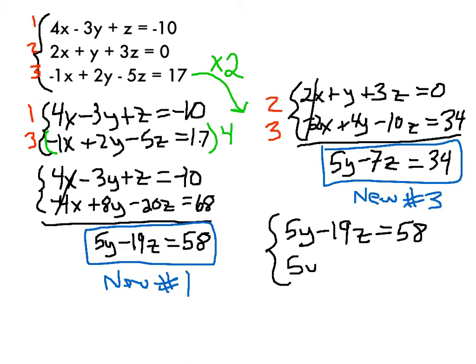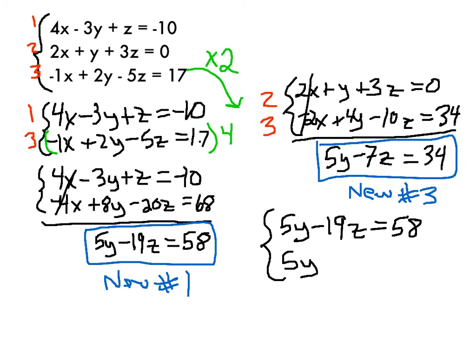And my new number 2, or excuse me, this should say new number 2, not new number 3. So if I've been saying new number 3, I'm sorry, but this should say new number 2. All right, so my new number 2 will be 5y minus 7z equal to 34. And it doesn't really matter if it's new number 2 or new number 3. The point is we eliminated one of the variables from that.